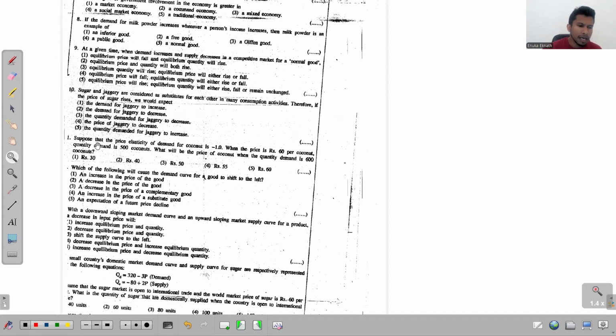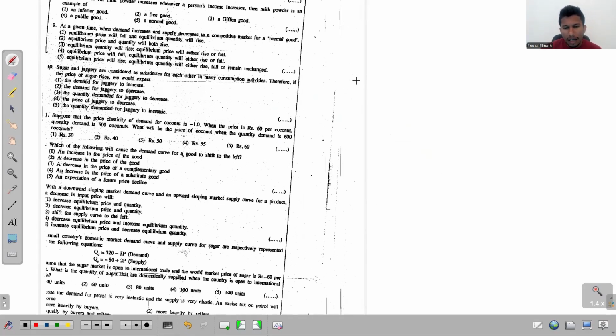Now you are just writing the given data. So PED is -1, that is unitary elastic then. And also we get this information. What is that? When the price of coconut is just 60, the coconut demand, what is that? Yeah, the coconut demand is just 500 units.